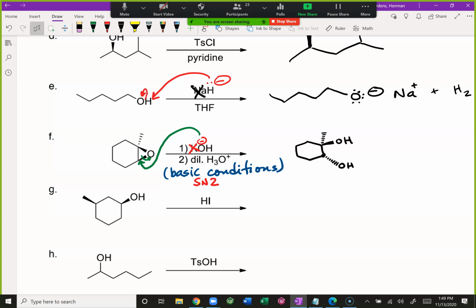All right. So I have hydroiodic acid and a secondary alcohol. What kind of reaction am I going to make here? SN1. So this is an SN1 event. And how many products am I going to get? Since I have chirality here, and this is also chiral.